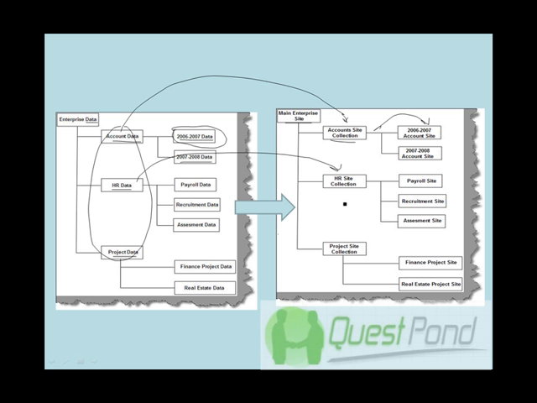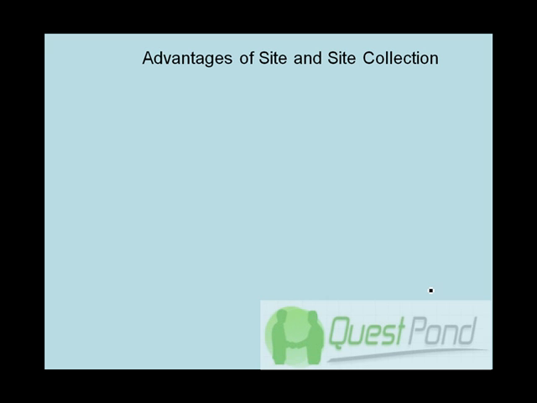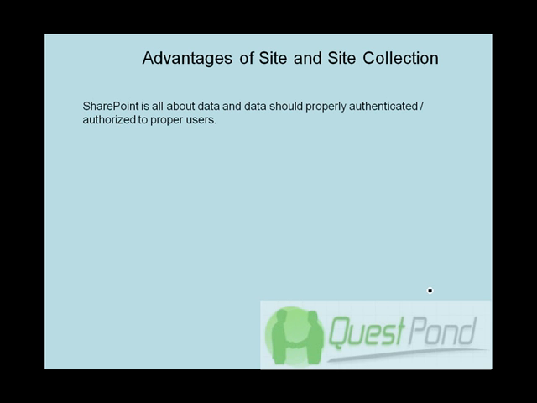For example, you can have an HR site, and the HR site needs a payroll site, a recruitment site, and an assessment site. Then you can have a project site, and a project needs, say, a finance project site and a real project site. So SharePoint gives you the view of enterprise hierarchical classification according to departments. So what is the advantage of site and site collection?